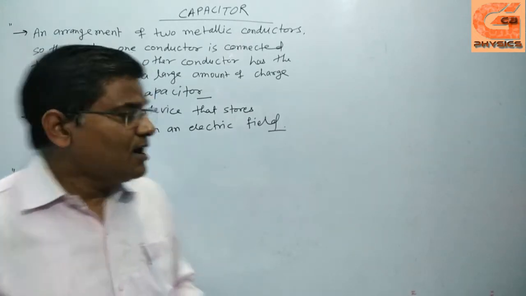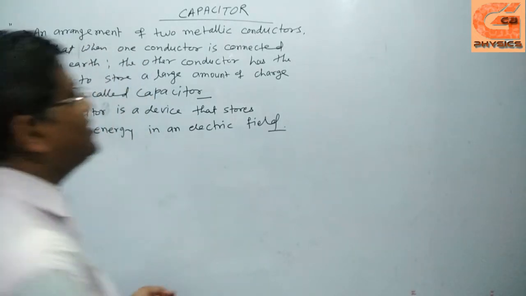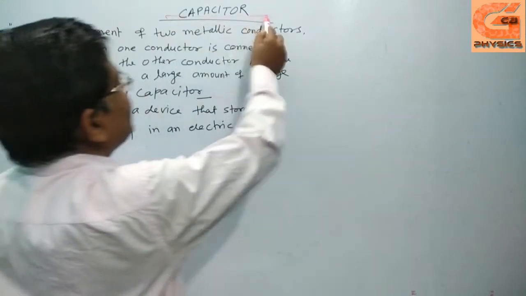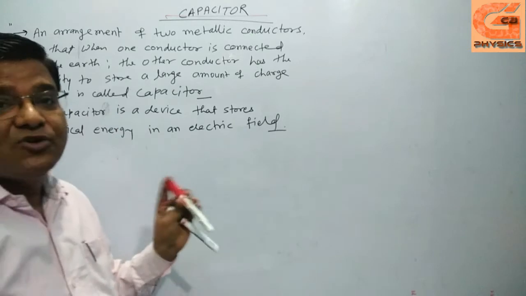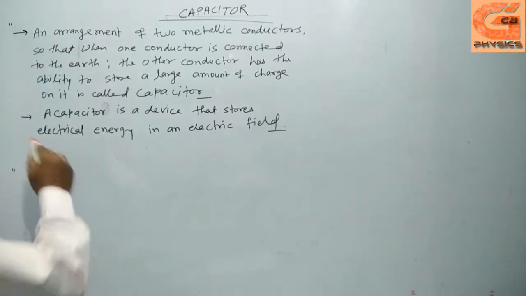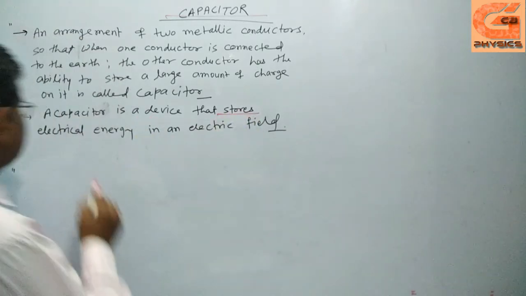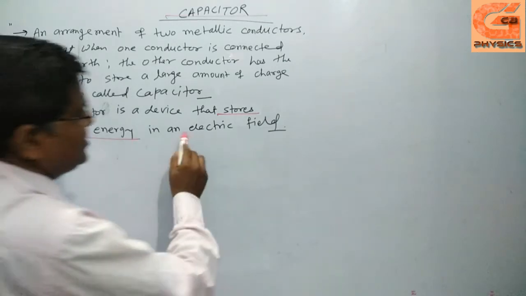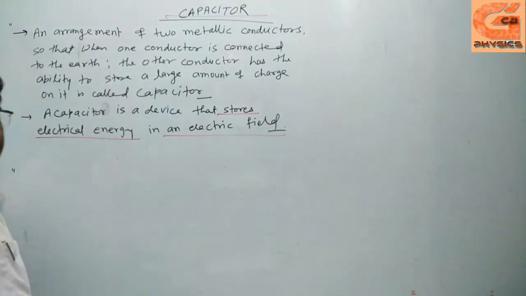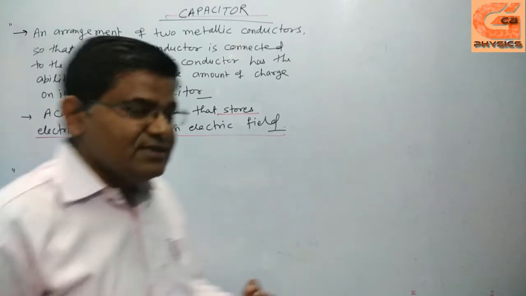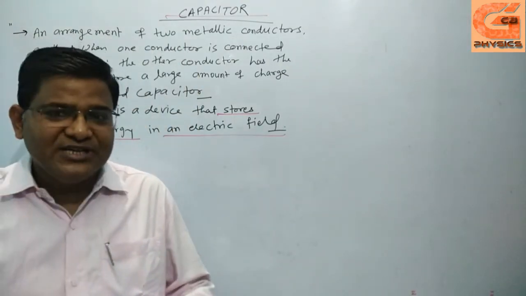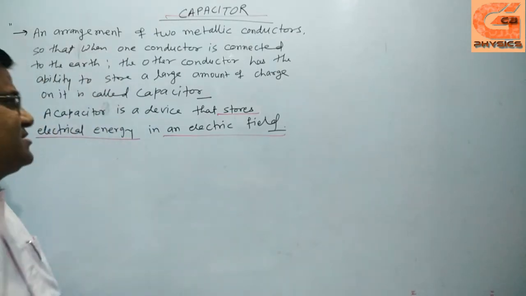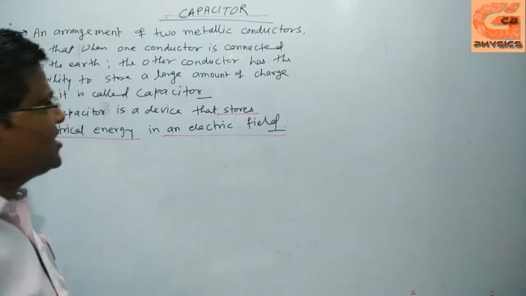That's why a device is important to store charge, and that device is called a capacitor. A capacitor is a device that stores electrical energy in an electric field. Actually, a capacitor is a device which stores electrical energy in the form of electric field or electric charge also.